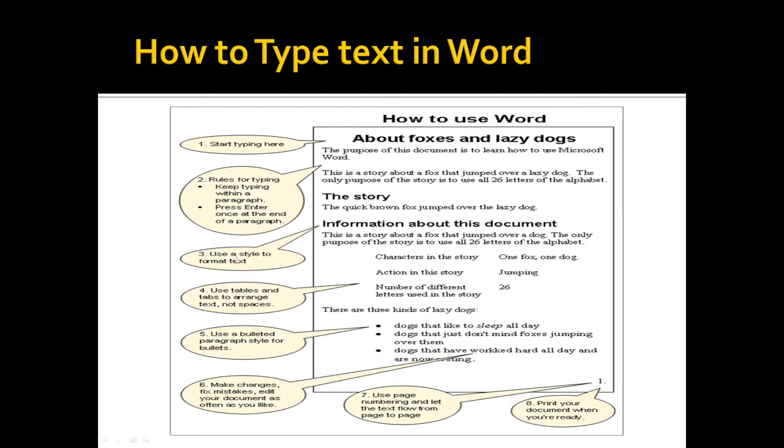Now we use styles to format text, so this will be discussed in another video. And we use tables and tabs to arrange text, so this will be discussed also in another lecture. We use the bulleted paragraph style for bullets, again in another video. Make changes, fix mistakes, edit your document as often as you like, so this will be discussed here. And use page numbering and let text flow from page to page, which will be discussed in another video. And print your document when you are ready.